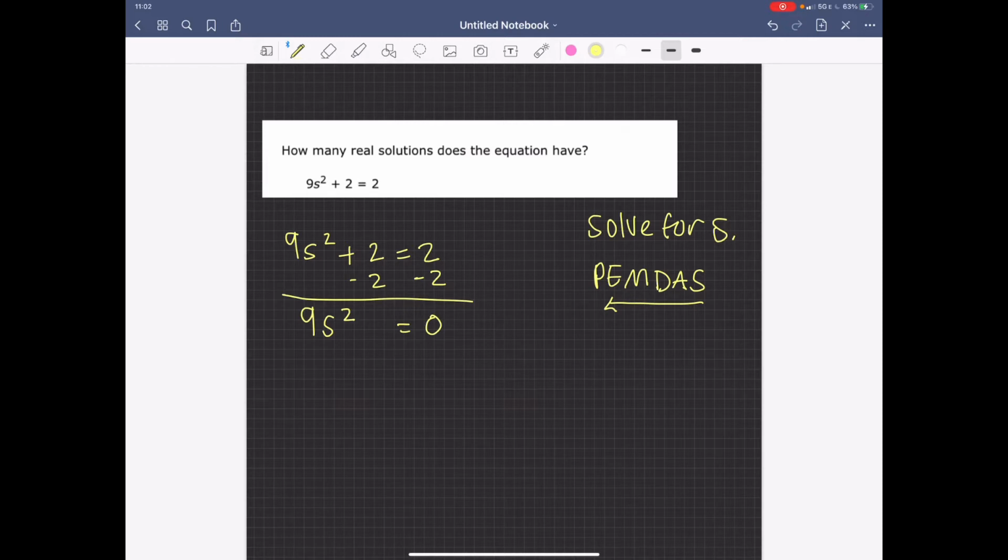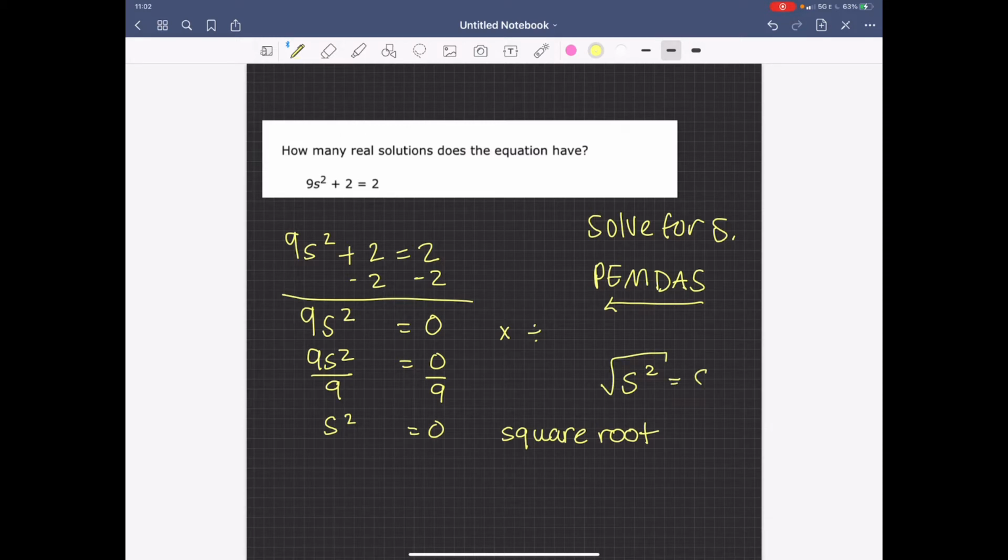And because I'm multiplying the 9, now I'm going to divide by 9. So I have 9s squared equals 0. Divide by 9, s squared equals 0. And now we're going to take the square root. This is the most important part of this lesson. Whenever you have an s squared, you take the square root to get the individual variable, because we're solving for s, not s squared. So when I take the square root of one side, you have to take the square root of the other side. So now I get s equals 0 in this case.